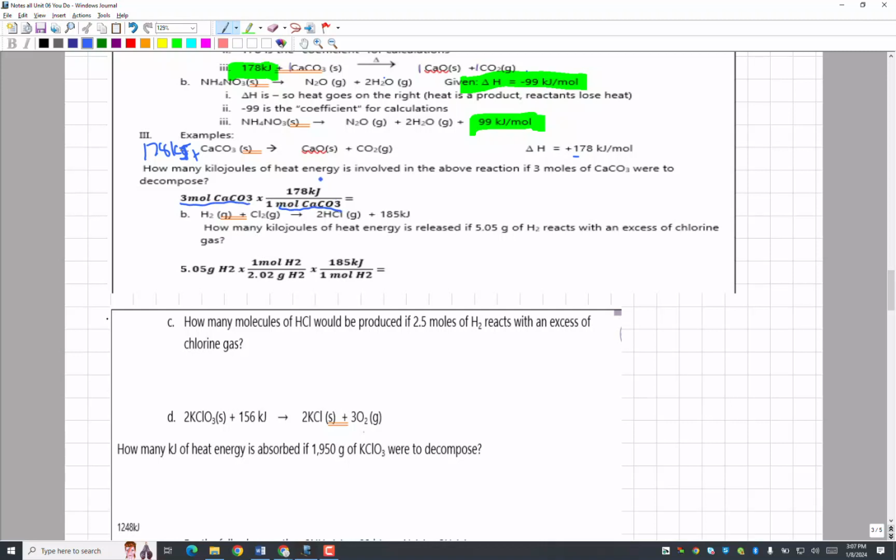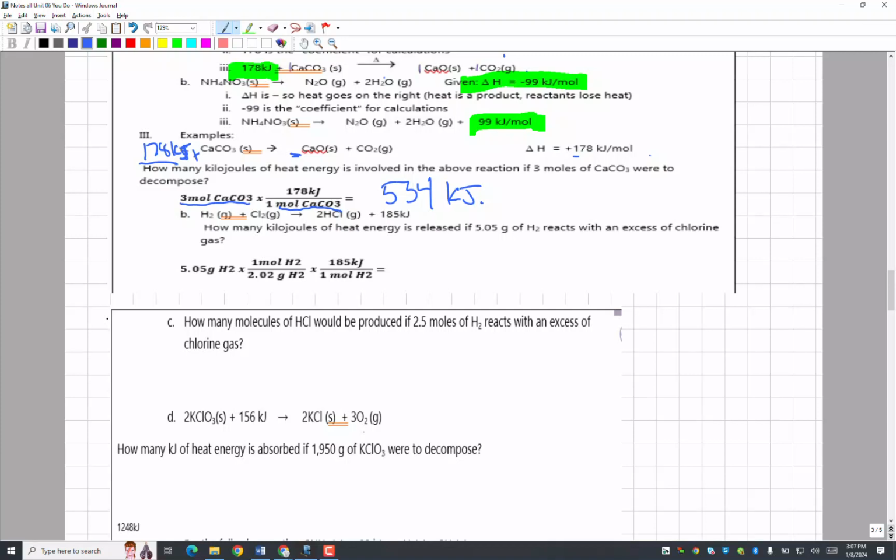Now, remember how I had our mole ratios of the coefficients? Well, guess what, my friend? Coefficient here is 1. Coefficient here is 178. 178 over 1. So all I do is 3 times 178. I can divide it by 1, but that doesn't do anything. It's kind of like kissing your sister. And that's not something that is worth even mentioning, talking about, or doing.